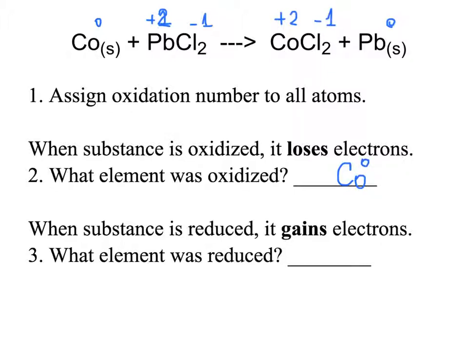When substance is reduced, it gains electrons, and we can see that lead, right here, probably gained electrons because its oxidation number +2 became 0. It obviously gained those 2 electrons that were lost by the cobalt. So the element that was reduced is lead +2.